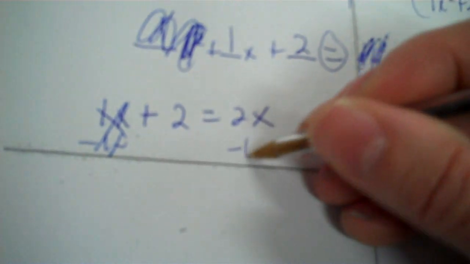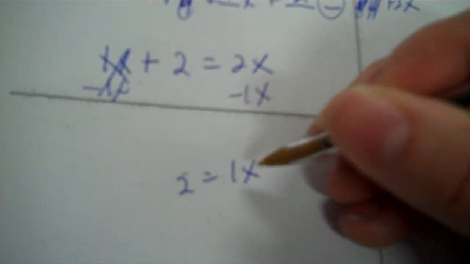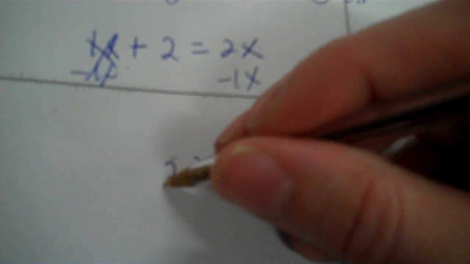So I just got one answer. So I would subtract the smaller x. 2 would equal 1x, and you can divide by 1 if you want, but it's just 2.